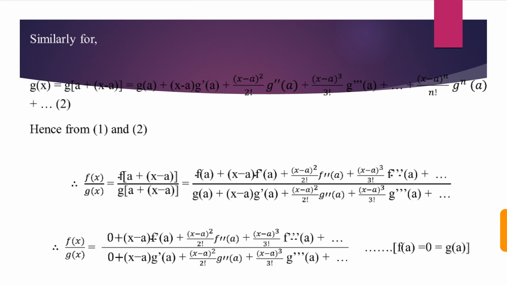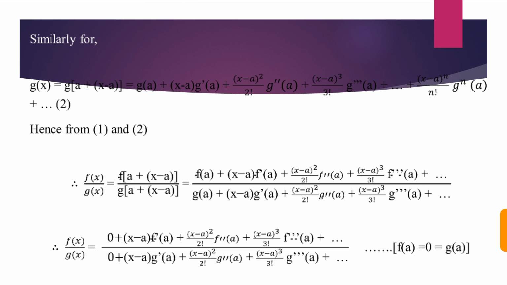Hence, from first and second, we take f of x upon g of x is equal to f of a plus x minus a f dash of a plus x minus a whole square upon 2 factorial f double dash of a plus and so on, divided by g of a plus x minus a g dash of a plus x minus a whole square upon 2 factorial g double dash of a plus and so on.